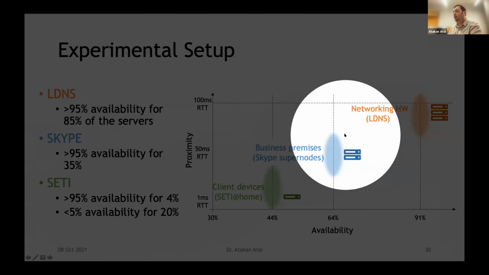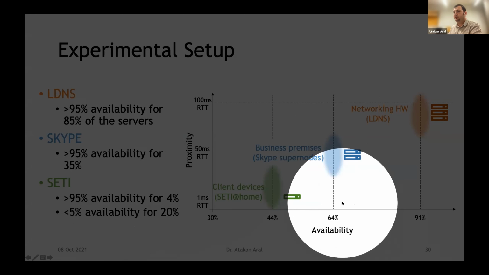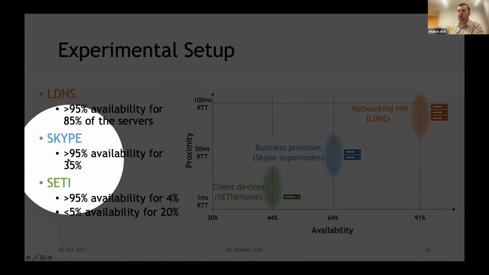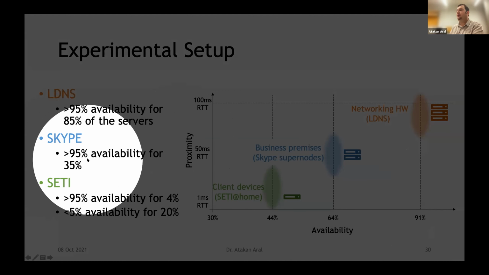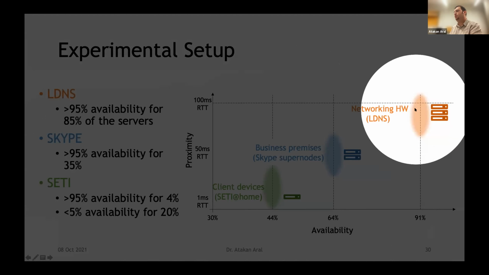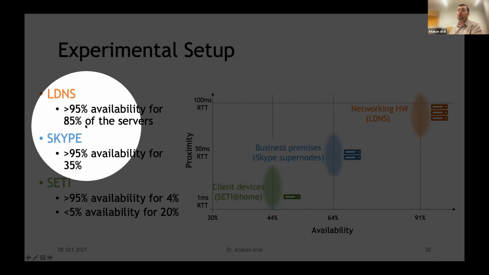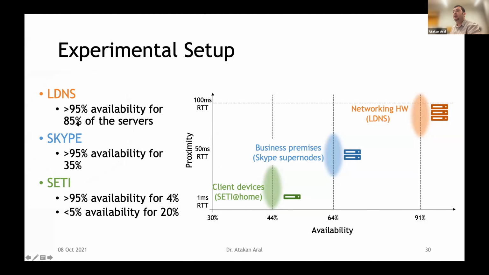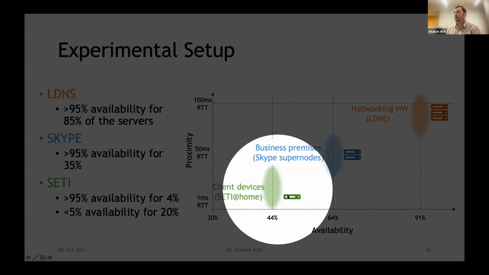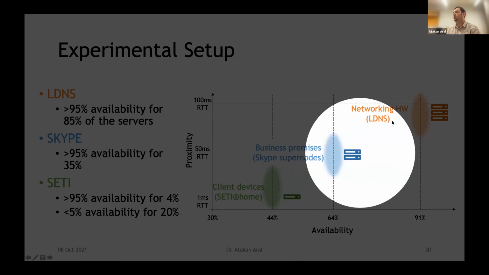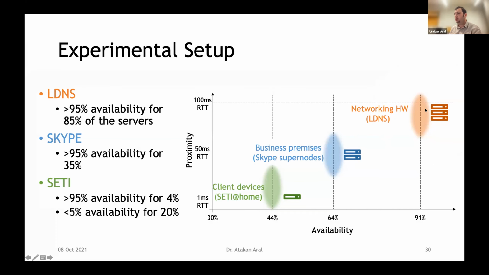And the next one is business premises with average availability of 64%. And in this case, we are a little bit better because now 35% of the nodes have greater than 95% availability. This is better. And the last case, using the networking hardware, which is much more reliable, on average, we have 91% availability, and 85% of the servers have greater than 95% availability, which is quite acceptable. So we want to see how much improvement we can get in all these different cases. There are also differences between computational power. When you use client devices, you have the minimum computational power. Then in business premises, you can have a stronger device or a server. In networking hardware, you can have even stronger computer or a server.